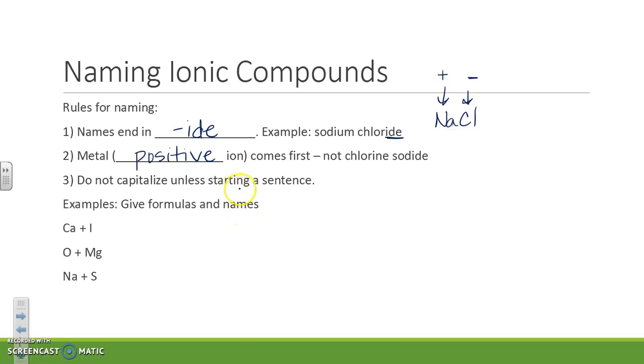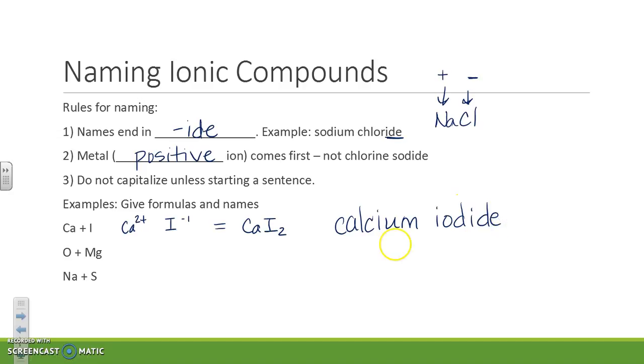So, examples, given the formulas and the names. Calcium would have a +2 charge, and iodine would have a -1 charge. When we cross those down, we get CaI2, and this would be calcium iodide.